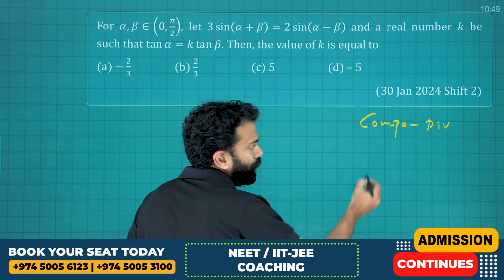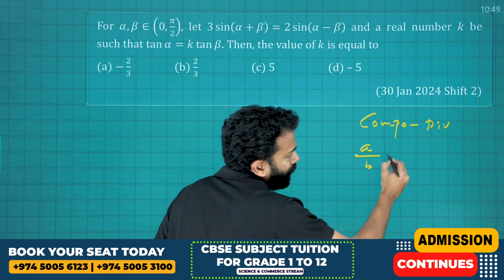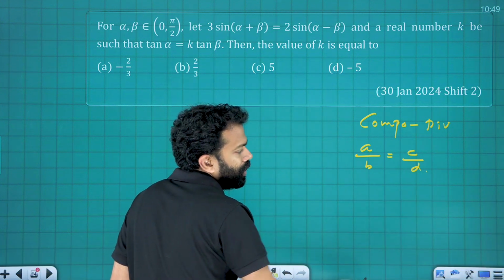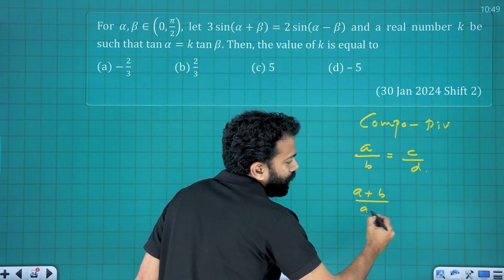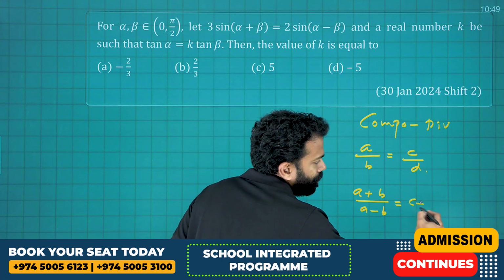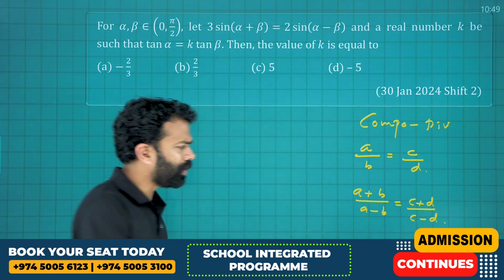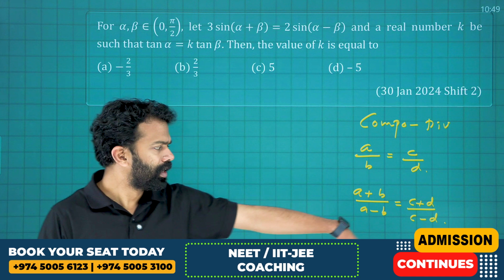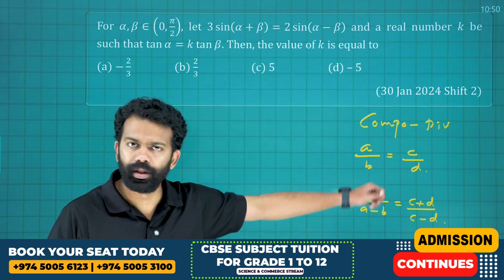So what is componendo and dividendo? You know that if a ratio is given like this, that is, if a by b is equal to c by d, then using componendo and dividendo, we can rewrite it like this: a plus b divided by a minus b is equal to c plus d divided by c minus d. You can use the reciprocal also according to the situation. Okay, that is what componendo and dividendo is. That is basically numerator plus denominator divided by numerator minus denominator.